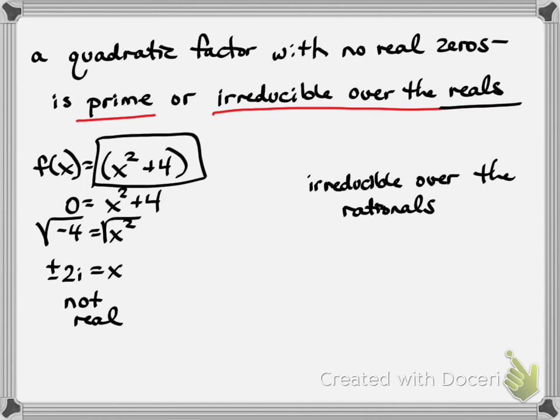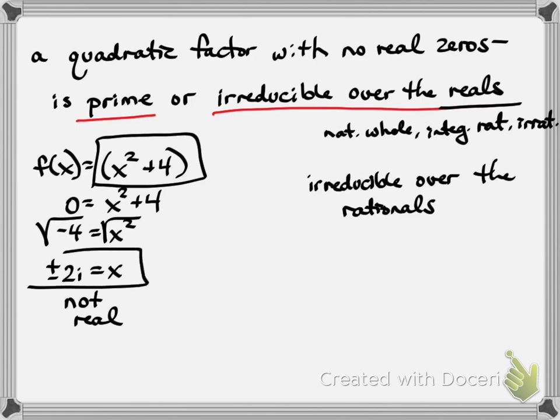Real numbers include the natural numbers, the whole numbers, the integers, the rationals, and the irrationals. What they don't include is the imaginaries. That's why getting this imaginary answer meant it wasn't reducible over the reals. But irreducible over the rationals just means we can't reduce it and stay in the rational numbers. So we would reduce it and we would get some type of a square root.